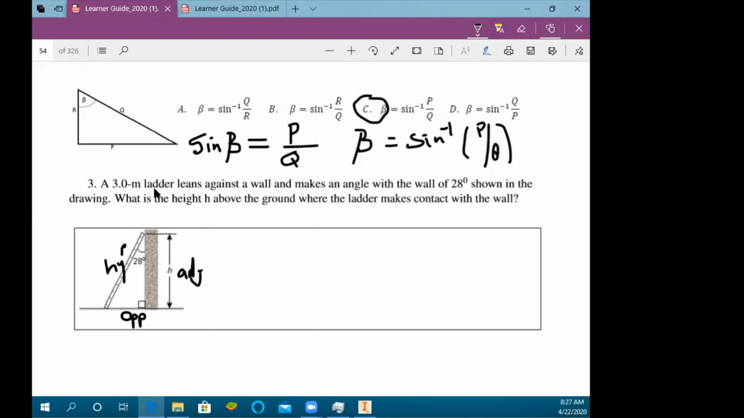Yes. Ladder is 3 meters. So in this case, the hypotenuse is 3 meters. This is equal to 3 meters. We understand that, right? According to a 3-meter ladder leans against the wall. So this is 3 meters. So in this case, you're given the hypotenuse, we're given the angle. We ought to find the adjacent. Right? So which trig are we going to use there?